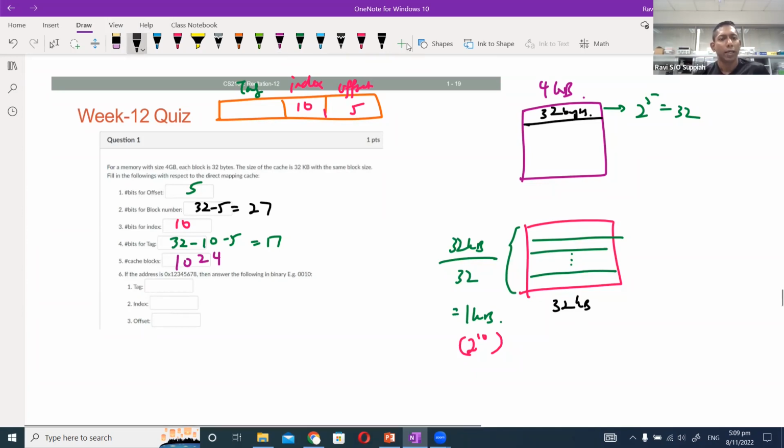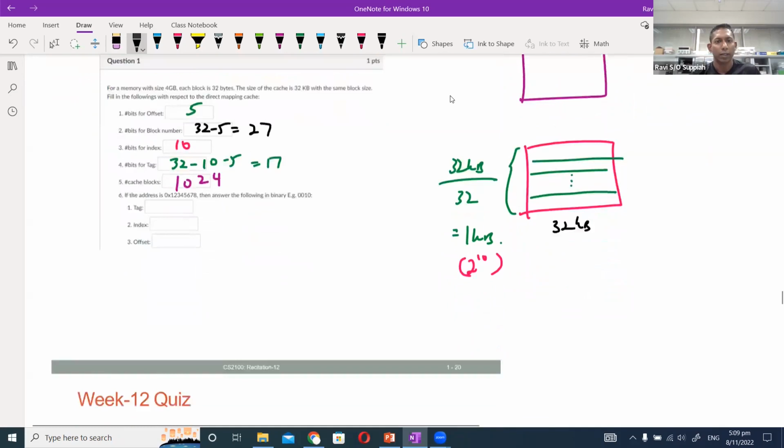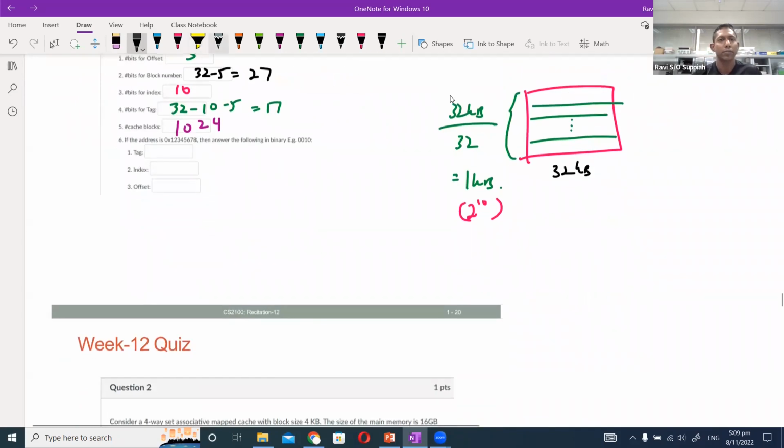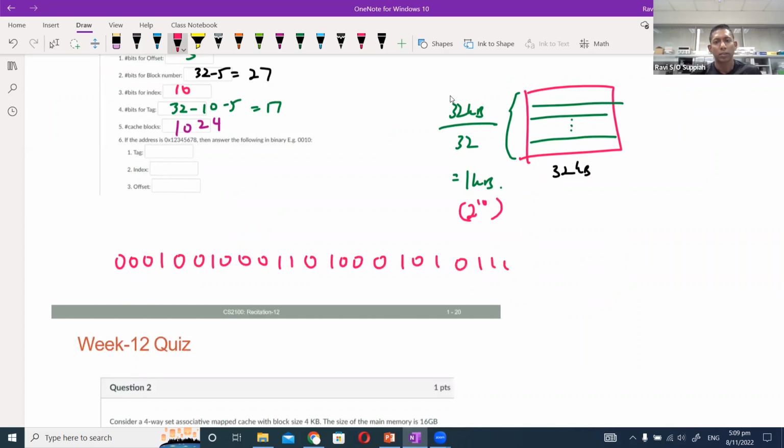Okay, and finally we are given this address and we want to find the mapping. So let's write out that address here in binary. 1, 2, 3, 4, 5, 6, 7, 8.